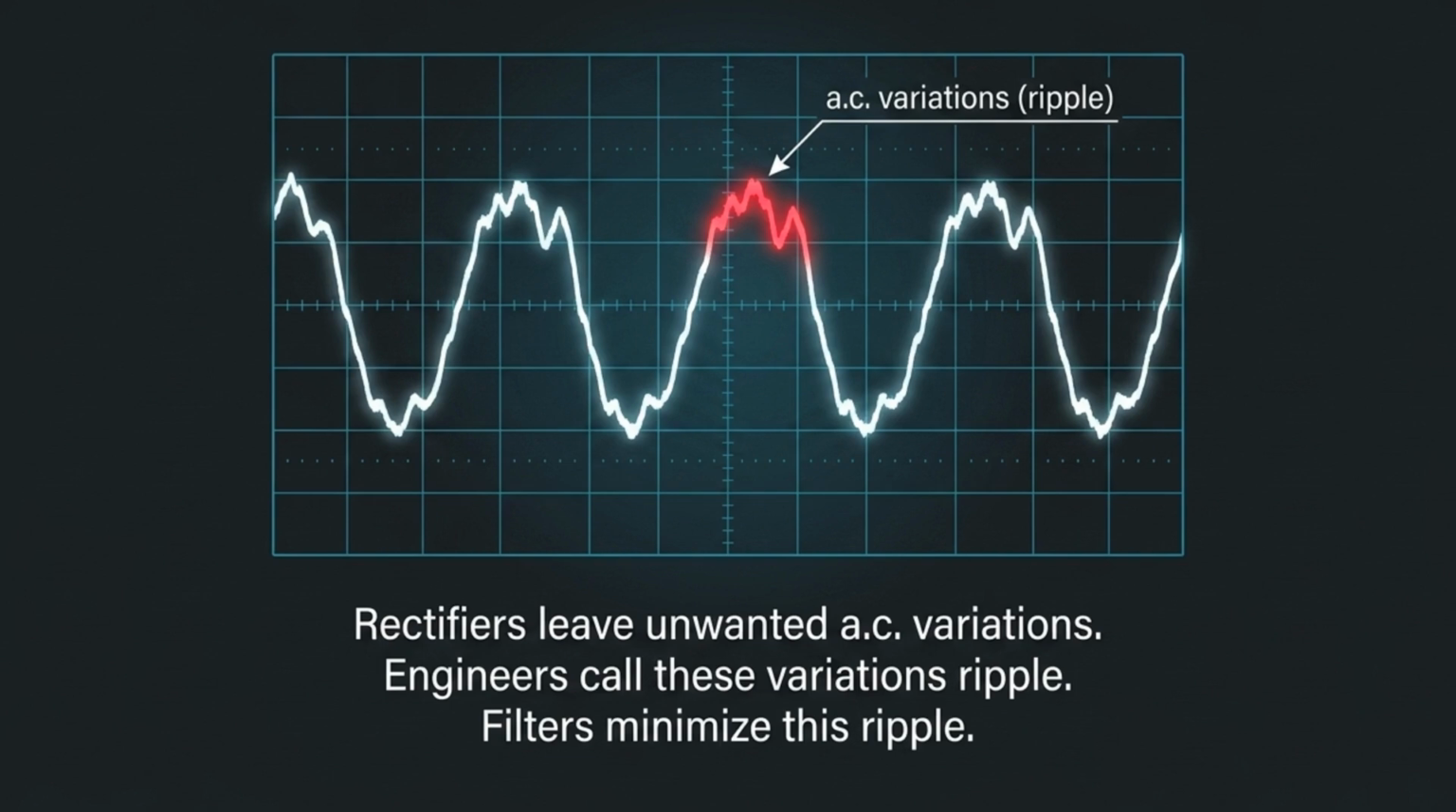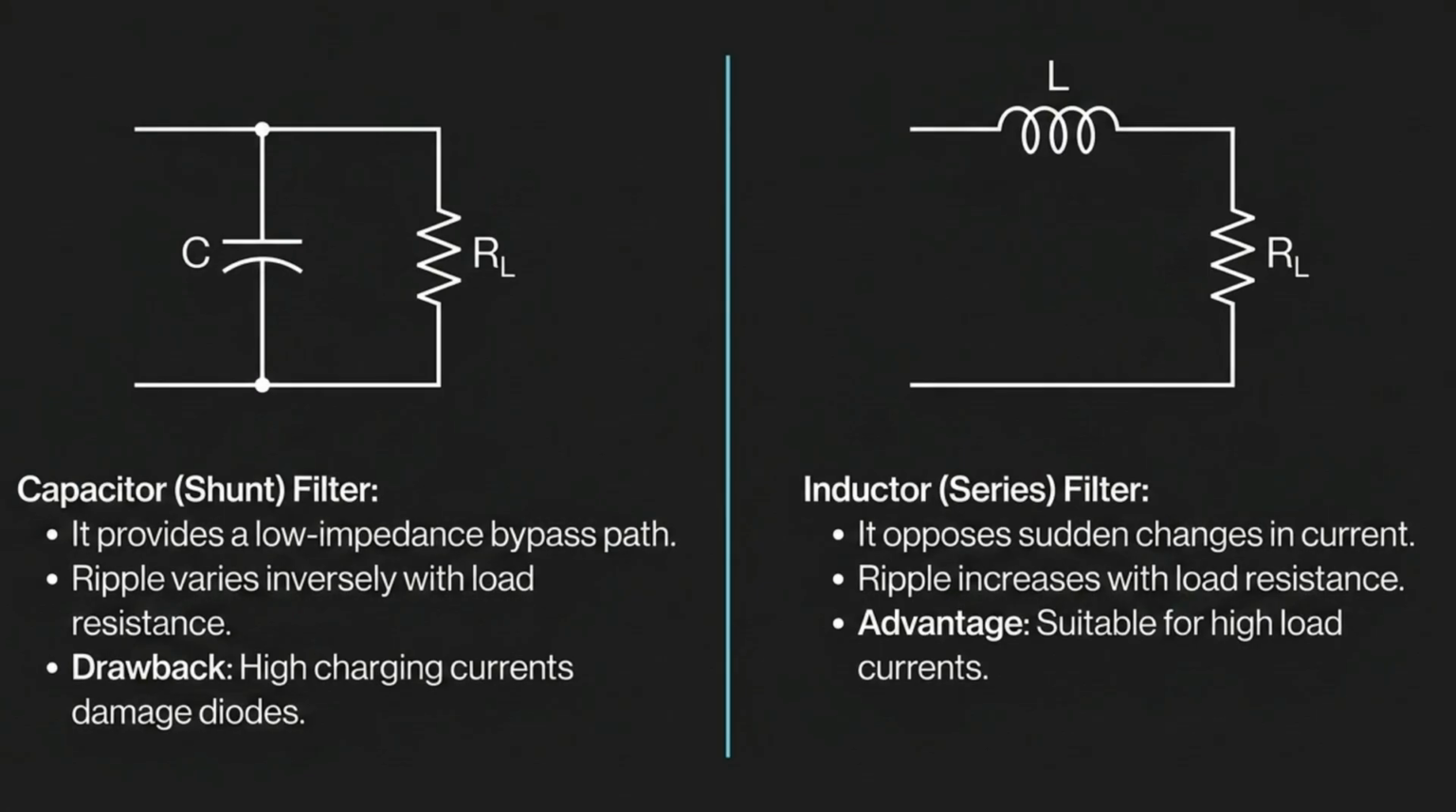Rectifiers leave unwanted AC variations. Engineers call these variations ripple. Filters are then used to minimize this ripple. The capacitor, or shunt filter, offers a low-impedance bypass path, but has a drawback of high charging currents damaging diodes.